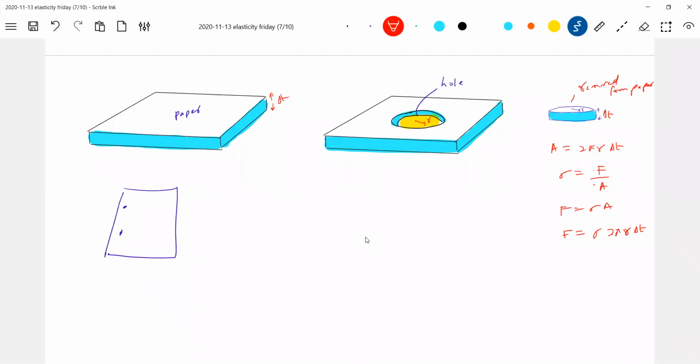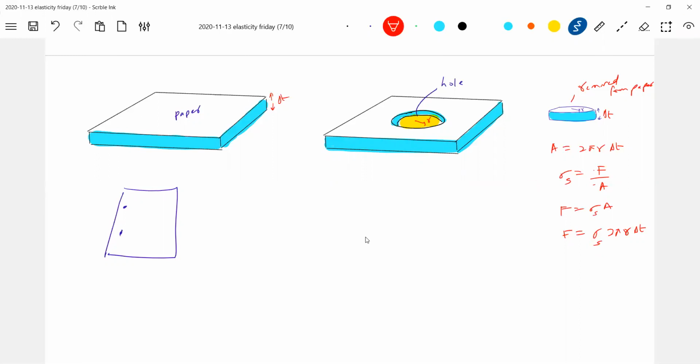Now what type of stress is it? How should you apply it? You should apply force tangentially, then only the paper will cut. Am I right? So the force should act tangentially here. Then only it can cut. That is why the rod in a punching machine should be very sharp, no? So that it can apply a stress. And what type of stress are you applying? Shearing stress.